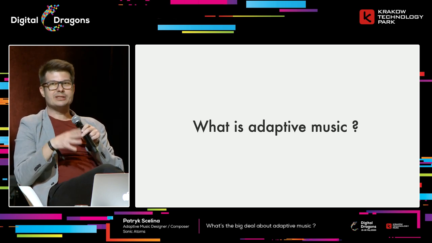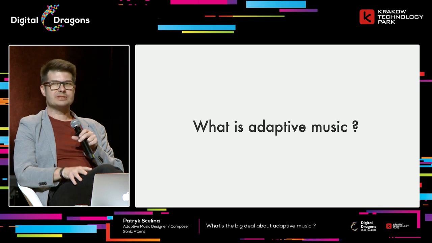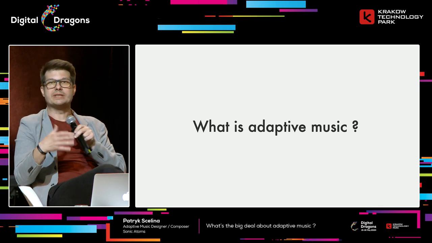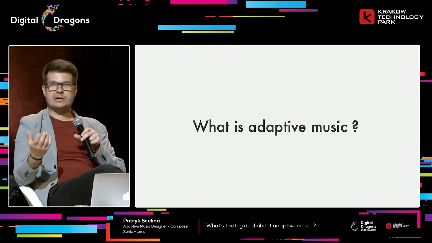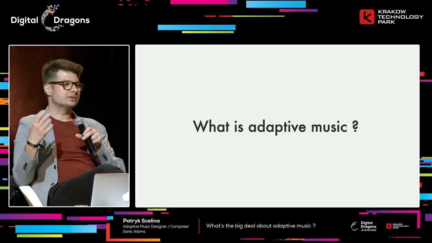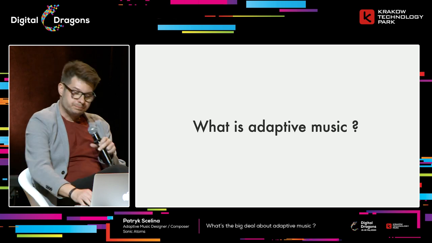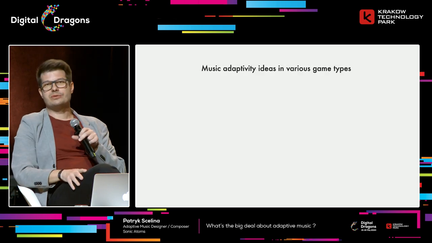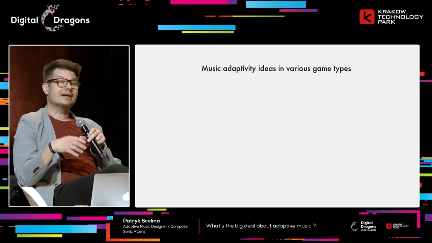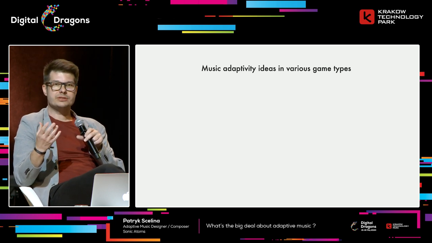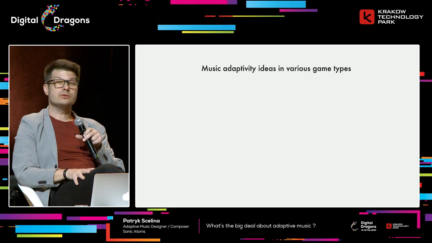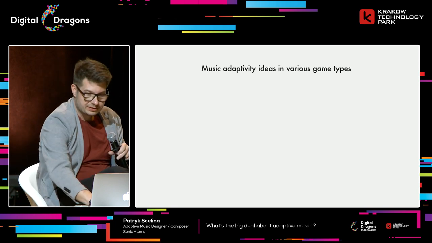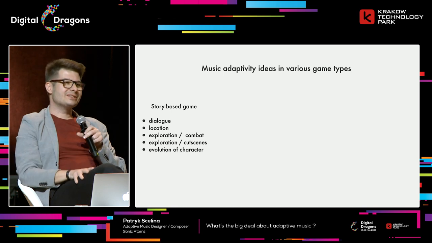So without going into deep descriptions, it's just music which adapts to the gameplay. It can adapt to something that happens in the game itself, in the environment, or maybe it's based on player decisions. And I also prepared some sort of list of ideas, what kind of factors and what kind of variables could influence the music.